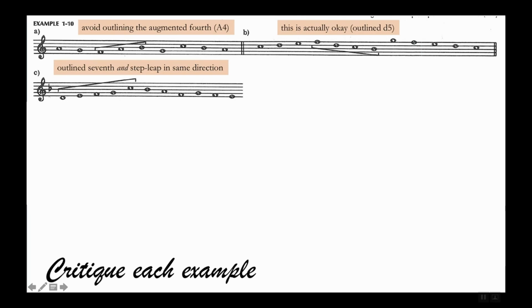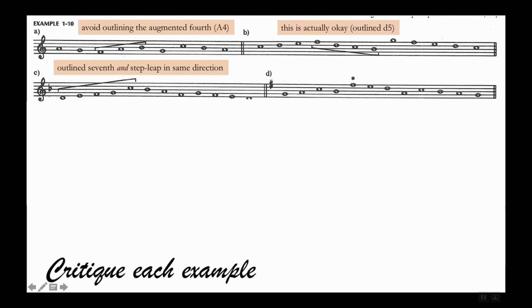The best thing to do would be to step down into the G and then go up to the C and then down again. So they're doing the thing where they're walking up and then continuing and taking a step in the same direction. So they outline a seventh and step-leap in the same direction. Letter D.